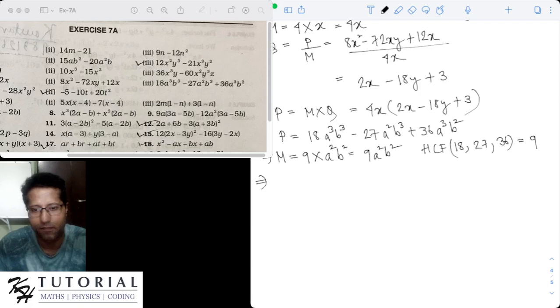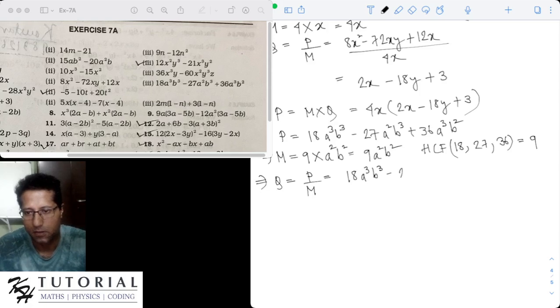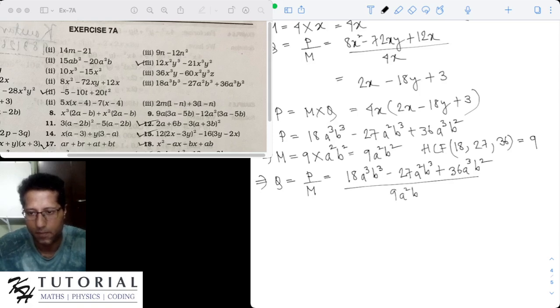Hence, now we have to find q, that is the given polynomial divided by the common factor m, which is equal to 18a cubed b cubed minus 27a square b cubed plus 36a cubed b square divided by m. m is 9a square b square. So this is equal to 2ab minus 3b plus 4a.